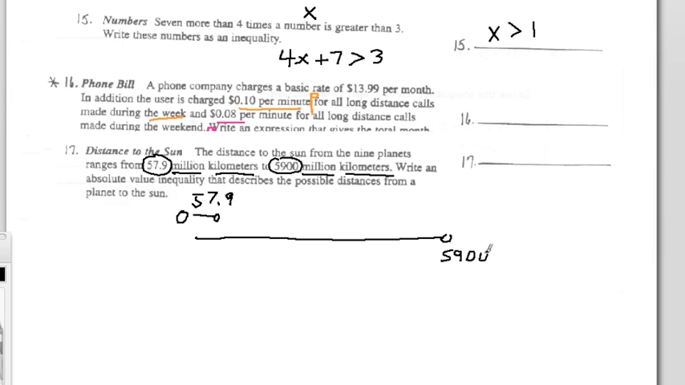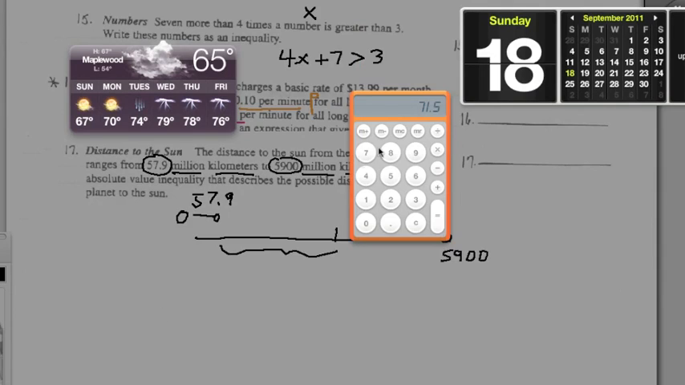So what's the middle distance? And this isn't the average distance. This is right here in the middle. Okay, well, it would be 5,900 minus 57.9, and then half of that added back to 57.9. So let's do that on our calculator.